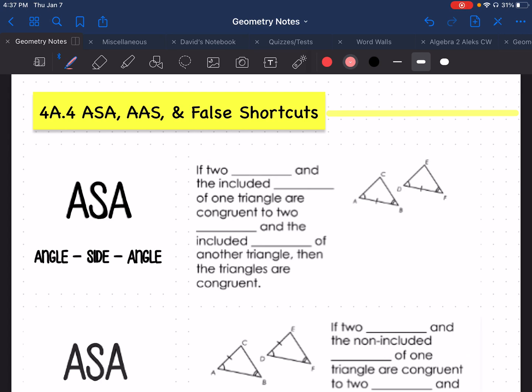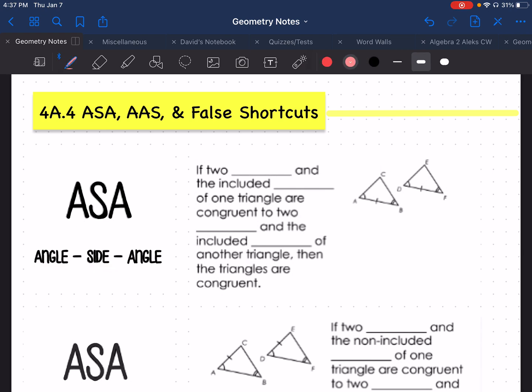Today's lesson is 4A.4, angle, side, angle, angle, angle, side, and 4 false shortcuts. Let's go ahead and get started with the fourth shortcut that we can use to say that two triangles are congruent, which is angle, side, angle. It looks like ASA, but we say angle, side, angle.